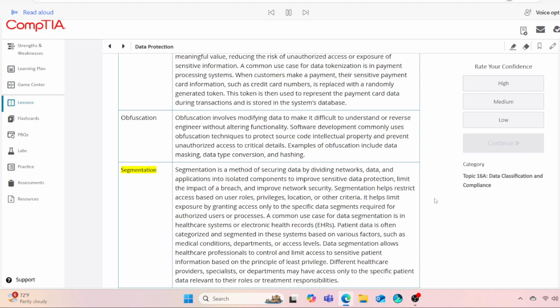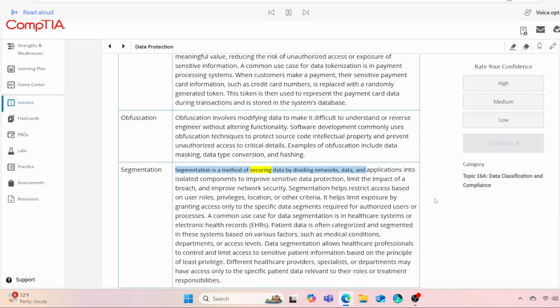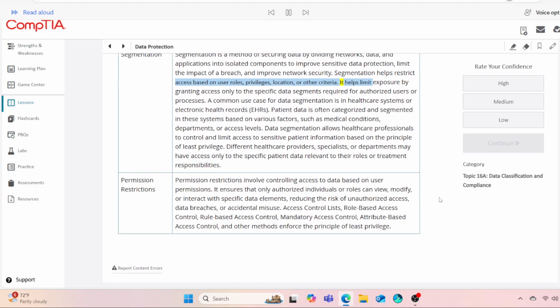Segmentation. Segmentation is a method of securing data by dividing networks, data, and applications into isolated components to improve sensitive data protection, limit the impact of a breach, and improve network security. Segmentation helps restrict access based on user roles, privileges, location, or other criteria. It helps limit exposure by granting access only to the specific data segments required for authorized users or processes.